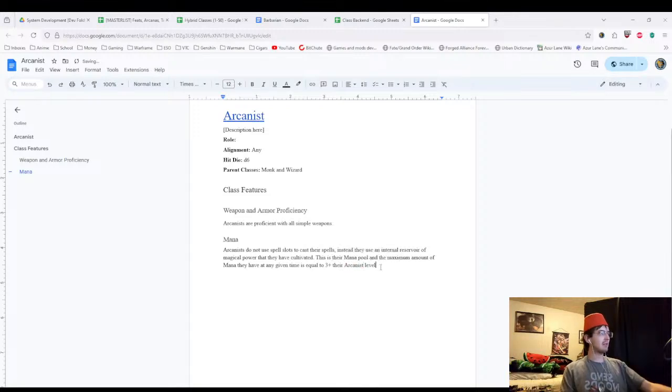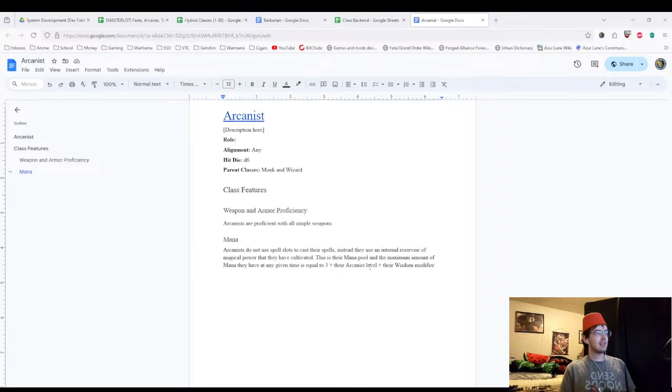Arcanist level plus their wisdom modifier. So 3 plus Arcanist level plus wisdom. If you're rolling the way that we do, the maximum stat that you can get is 18, which is a +3. So a level 1 Arcanist would start out with 7 mana. That's the maximum for starting, at least the way that I have people roll for stats. So 7 is your max, starting out.